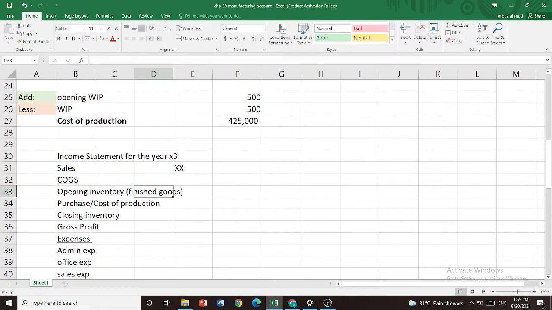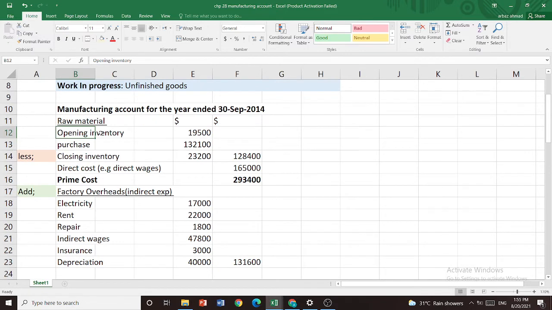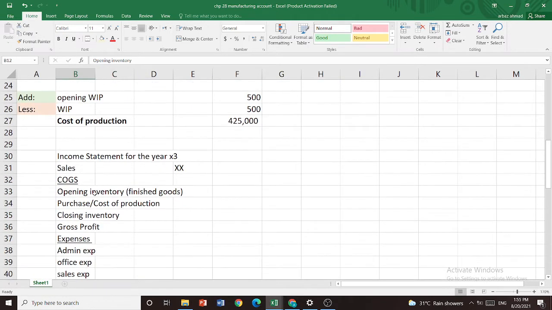Then you will have opening inventory. Now this opening inventory and this opening inventory again are different. This is for raw material and this opening inventory is for finished goods. Then you have purchase or cost of production. Cost of production is going to be this, so this is going to be XX and this amount is going to be equal to this.